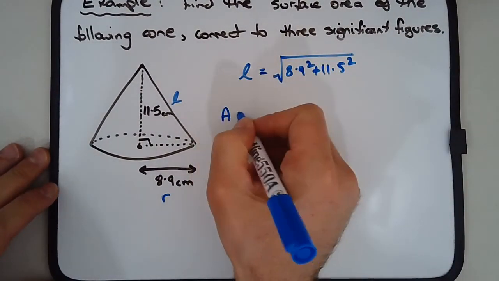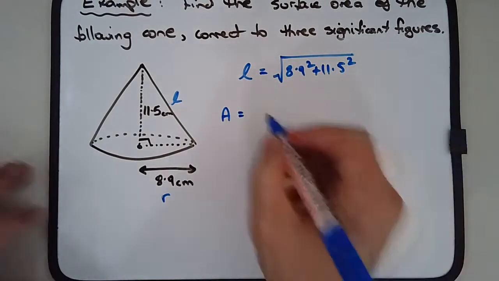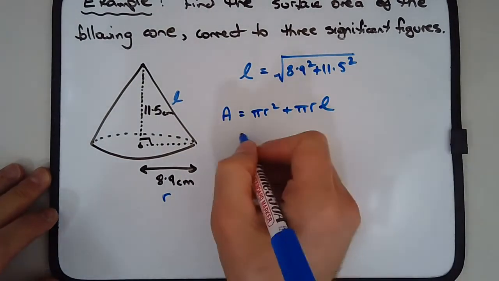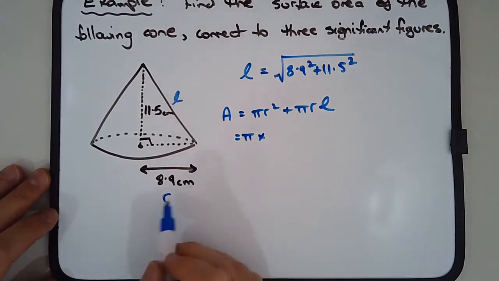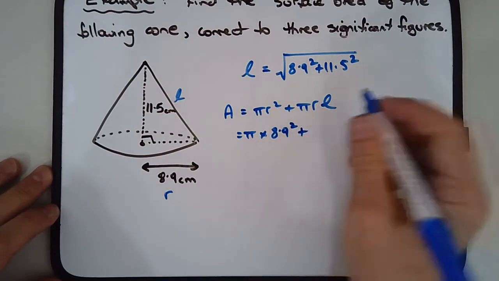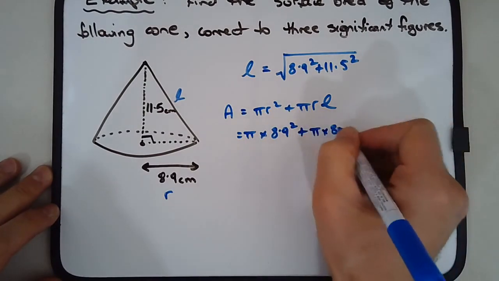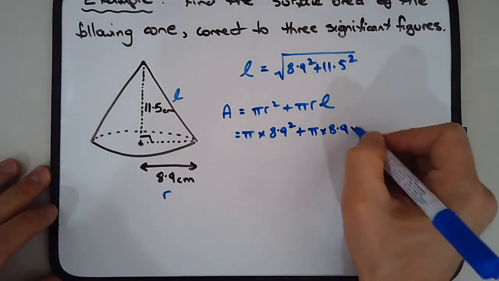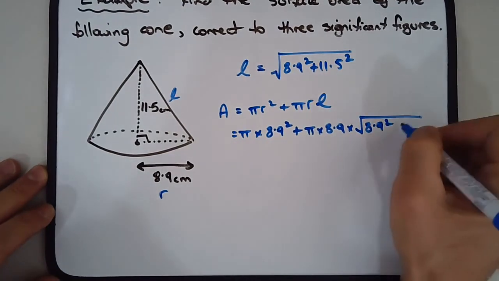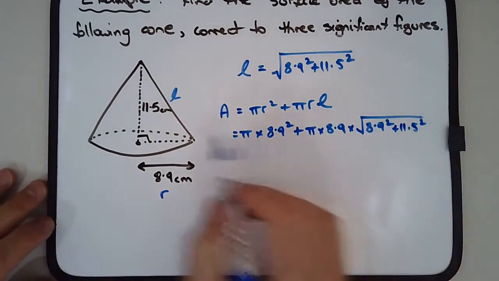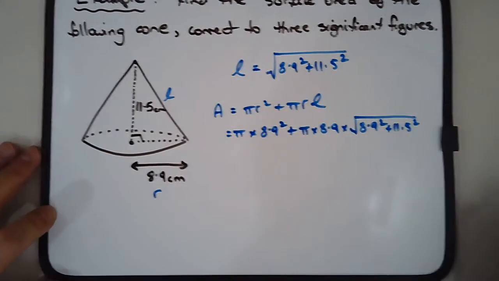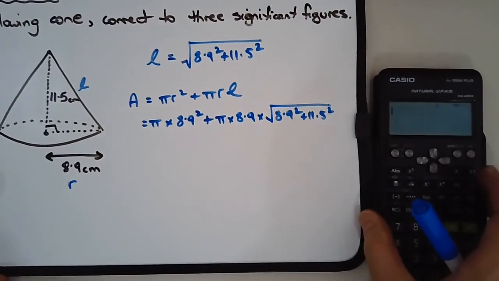Now we can apply the formula for the surface area of a cone. So area is equal to pi r squared plus pi r L. And that's equal to pi multiplied by, now r is 8.9, and we'll square that, plus pi multiplied by 8.9 multiplied by L. Now L is just the square root of 8.9 squared plus 11.5 squared, which is in fact the hypotenuse of this triangle.